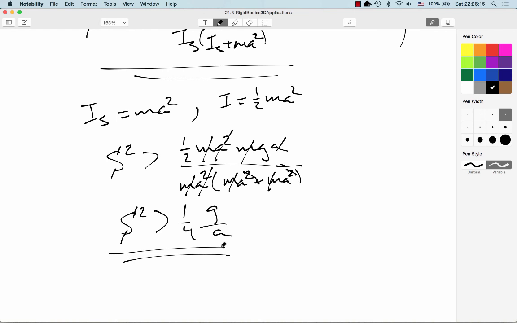Okay, and that concludes this series of lectures on the motion of rigid bodies in 3D. The next series is going to be on Lagrange's equations of motion.